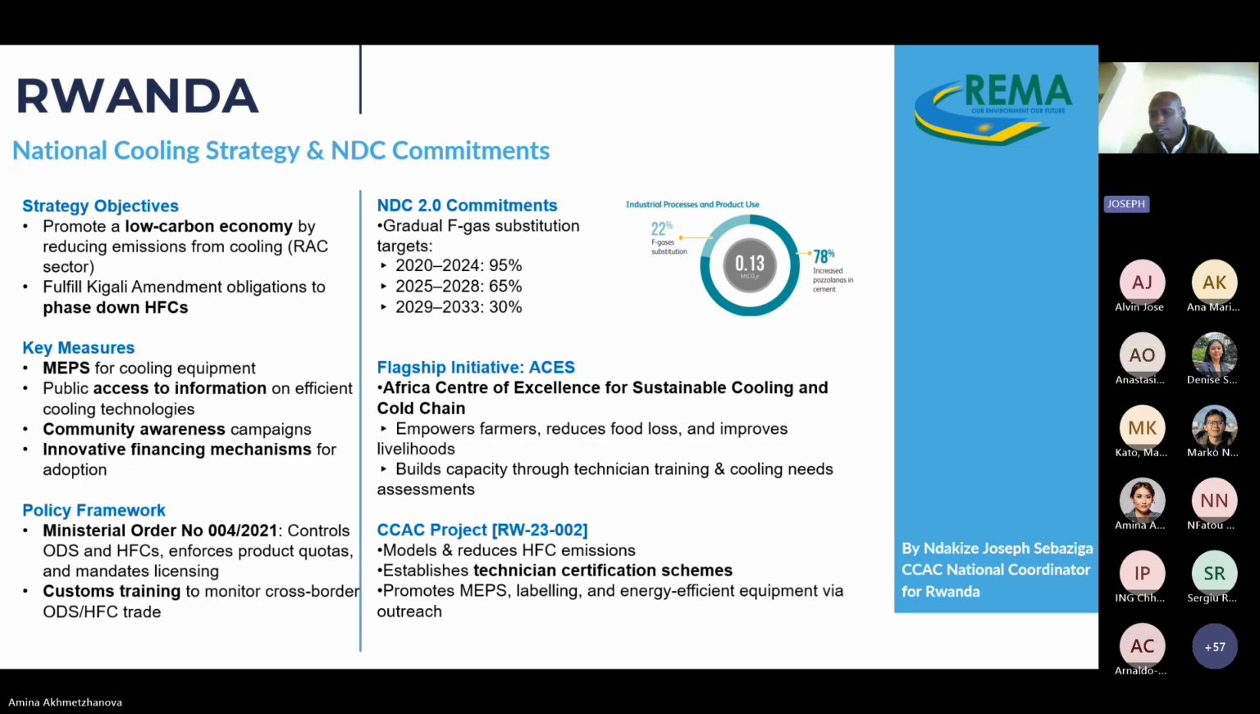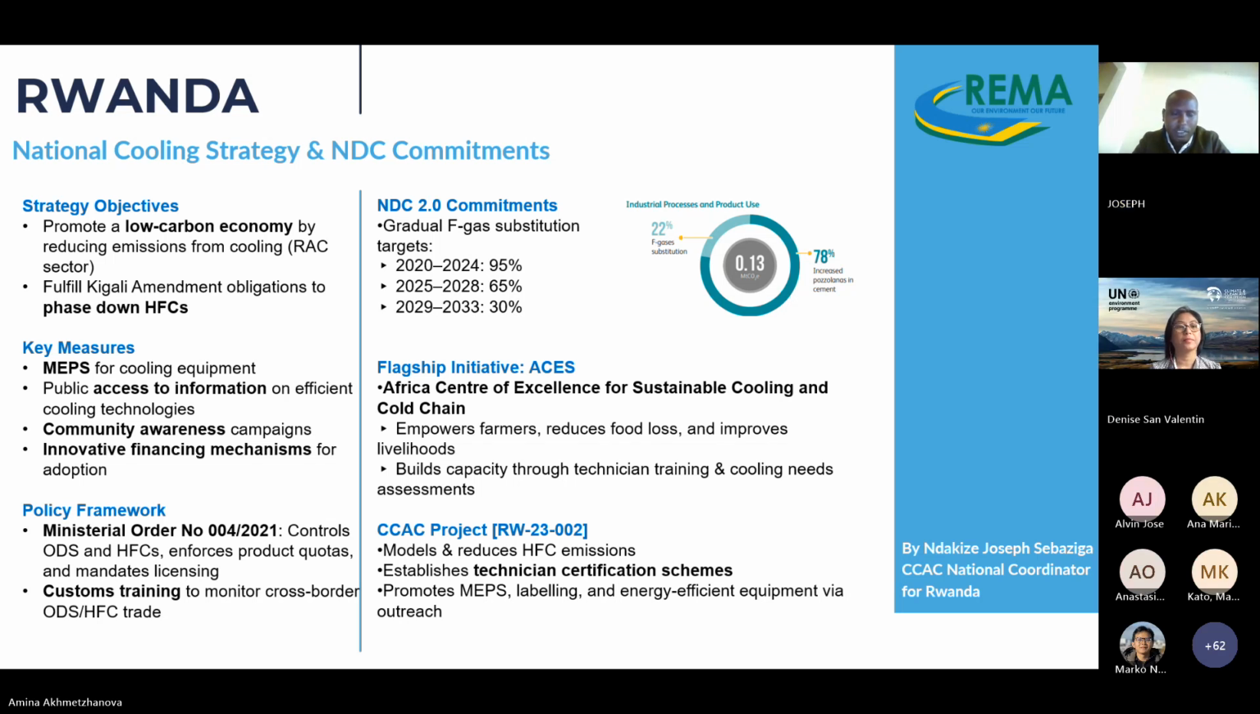Now, in order to put this into practice, to make it more actionable, Rwanda supported the establishment of the African Center of Excellence for Sustainable Cooling and the Cold Chain. This is an African Excellence Center, run by different organizations: the UK, the University of Rwanda, and the Environmental Agency. They are training farmers in order to protect their crops and their food. They are training farmers on the use of refrigerants. They have categories of farmers, and they are training cooperatives.